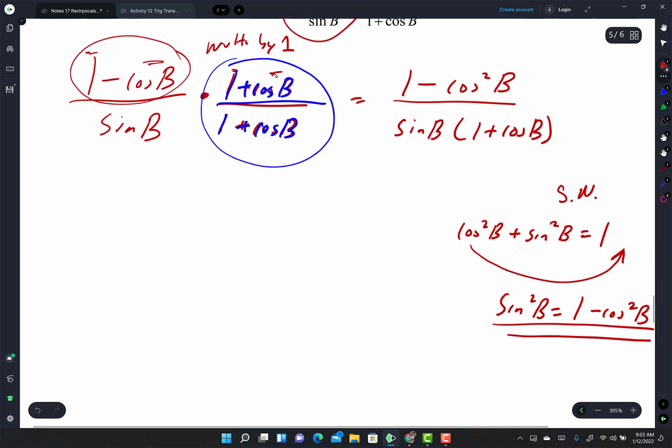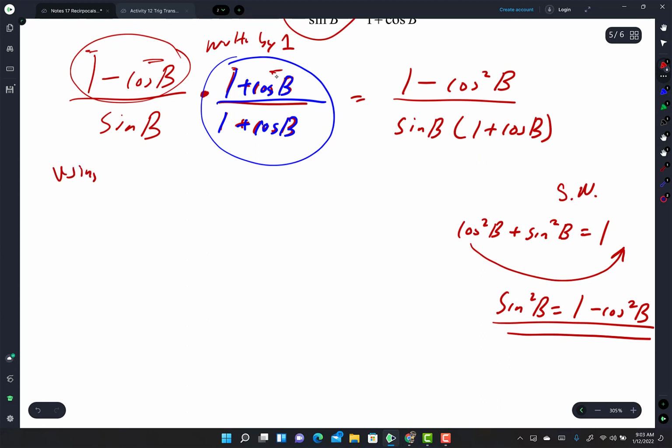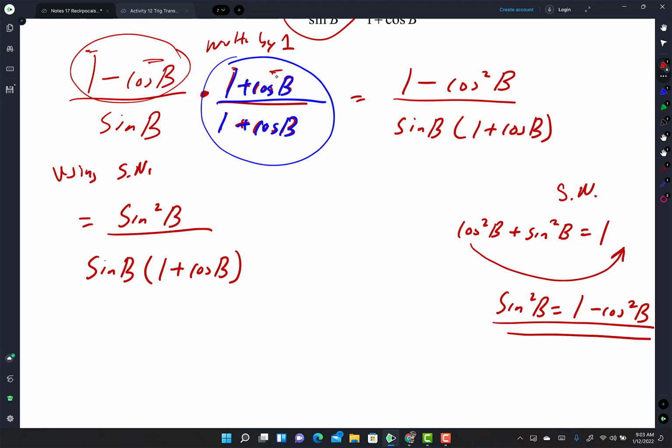Using that side note, I'm going to substitute the 1 minus cosine squared on the top. So I'm going to write sine squared b over sine b times parenthesis 1 plus cosine b. Are we still okay, guys?